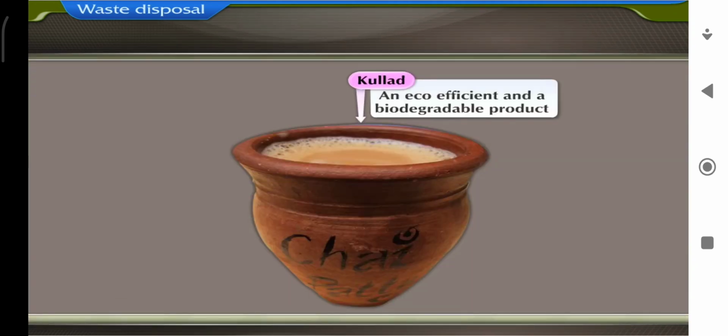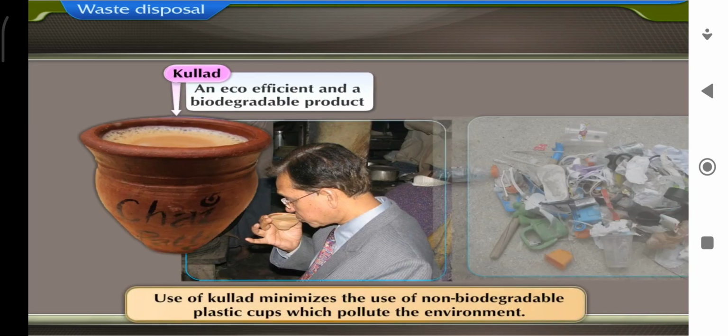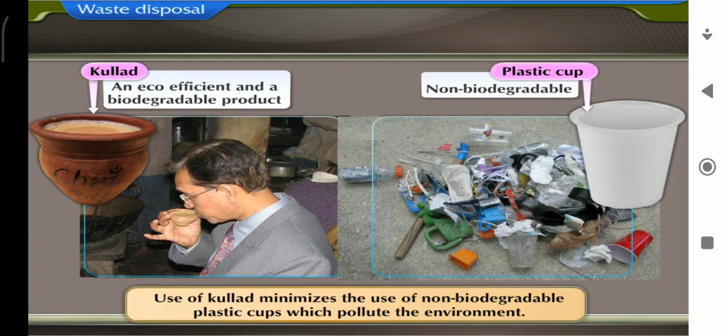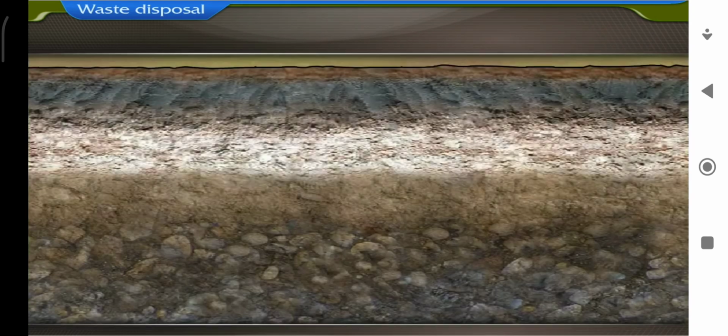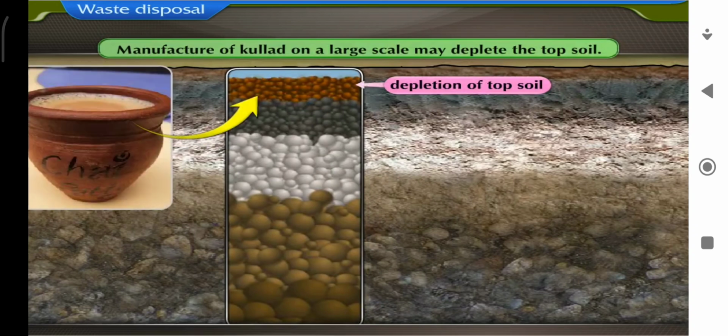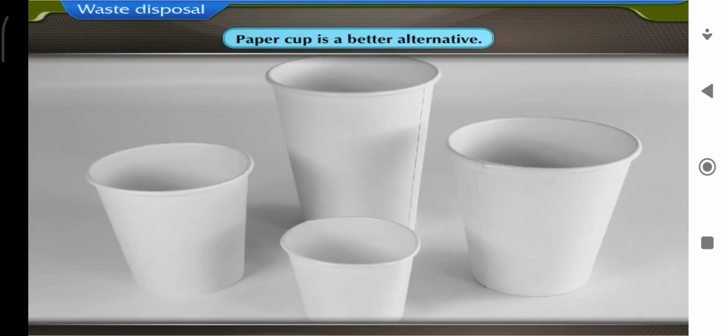Kullad is an eco-efficient and a biodegradable product. Use of Kullad minimizes the use of plastic cups, which are non-biodegradable and hence pollute the environment. One drawback is its manufacture on a large scale may deplete the topsoil. Hence, paper cup is a better alternative.